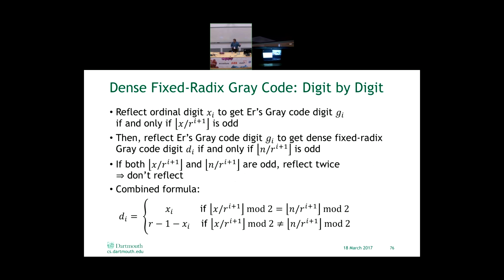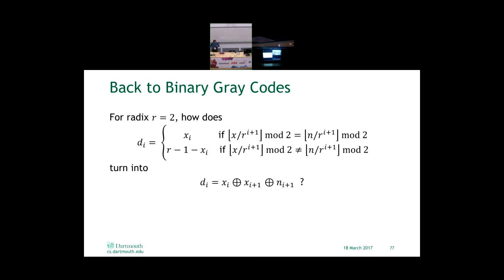Now, let's go back to binary gray codes. So for radix 2, how does this formula that I've just shown you turn into the formula that I showed you before? d_i, the ith bit of the dense gray code, is x_i, the ith bit of the ordinal, XORed with the (i+1)th bit of the ordinal, XORed with the (i+1)th bit of n. Well, let's see how this works. When you have a radix 2, and you look at those expressions, what you're really doing is dropping the rightmost i plus 1 bits of the two numbers. So what you're going to get is you're going to drop bits 0 through i.